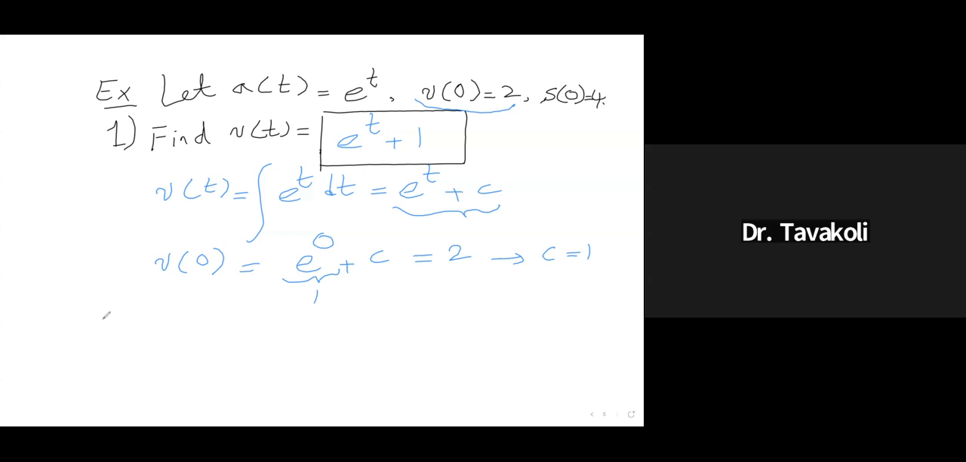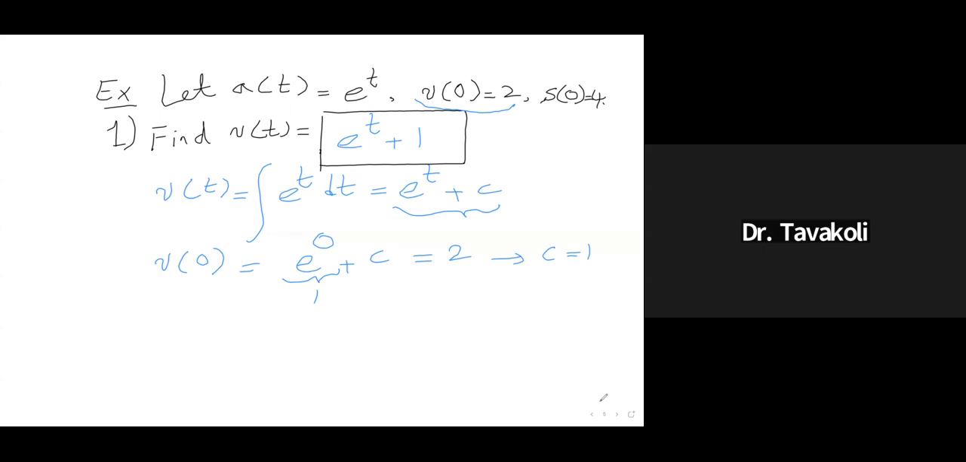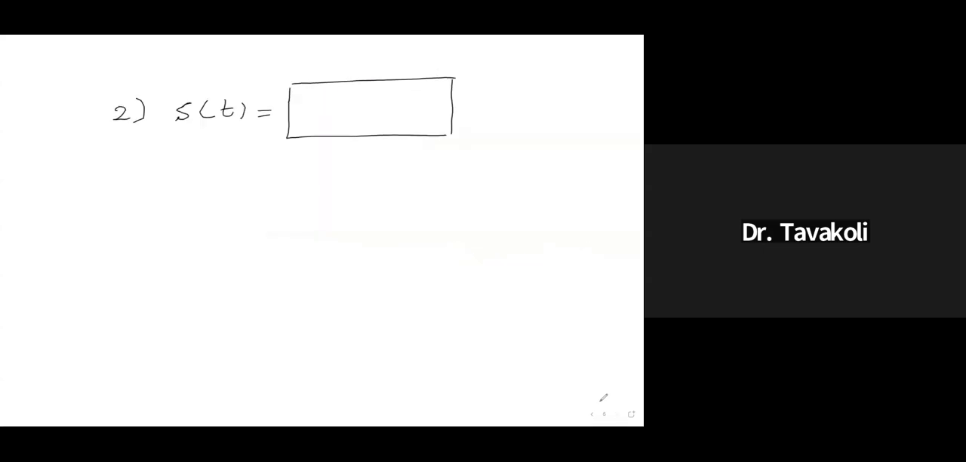Now, part 2, let me do it on the next page. For the same example, I want to find s of t. We already found v of t in the first part, so I want to find s of t. Please try this on your own before watching my solution.